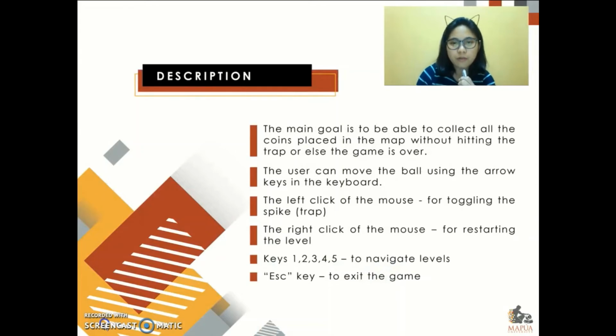The main goal of our program Bounce and Collect is to be able to collect all the coins placed in the map without hitting the trap or spike, or else the game is over. The user can move the ball using the arrow keys on the keyboard. The left click of the mouse is used for tackling the spike or trap in order for the ball to avoid it. The right click of the mouse is for resetting the level. Keys 1, 2, 3, 4, and 5 are used to navigate levels. The Escape key is used to exit the game.